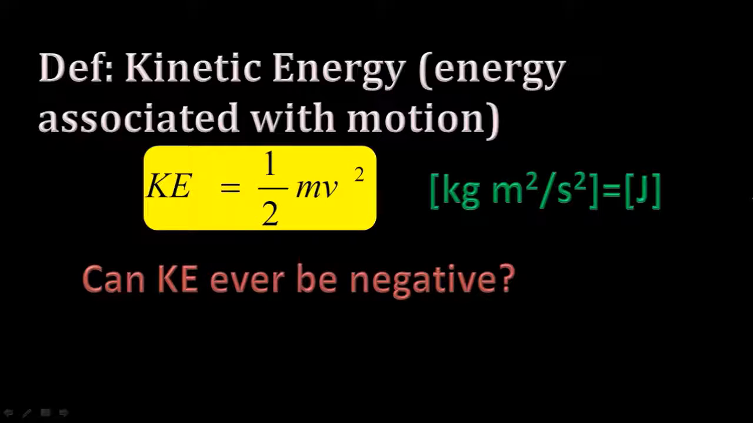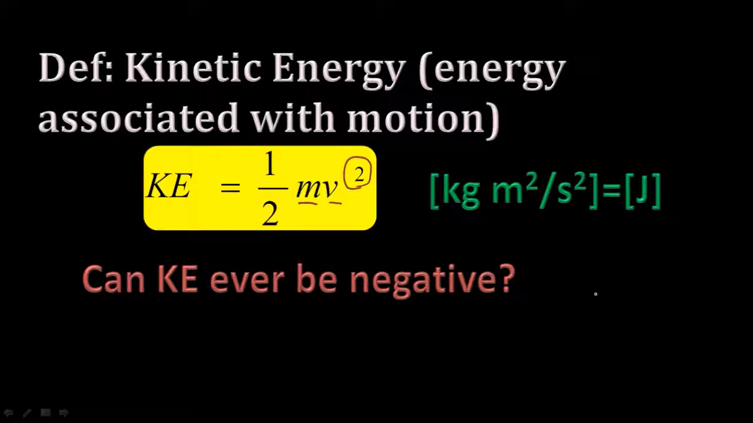So the question becomes, of course, can kinetic energy ever be negative? Well, mathematically, it's pretty clear that it can't. The mass is never negative, and the velocity is never negative. Well, actually, velocity can be negative. It all depends on the positive direction, but we are, in fact, squaring it. So once you square it, it's never negative. So kinetic energy can never be negative mathematically.